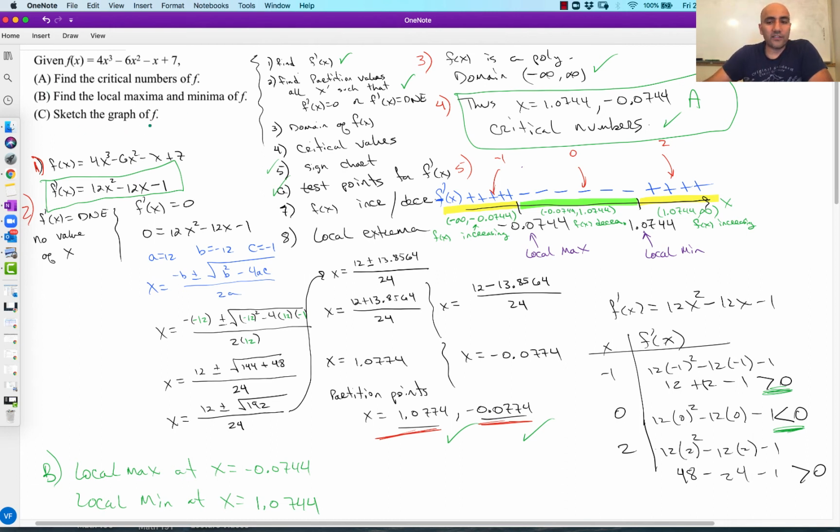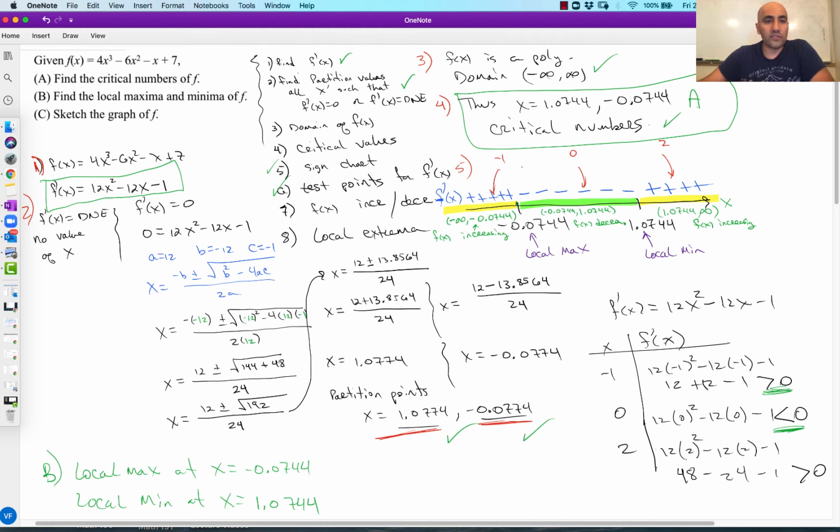Part B, sketch the graph. Okay, so we can do a rough estimate of what this graph looks like. And to really get a good sense, you need some test points here. So create a table of values. You can evaluate our function at a few key, somewhat easy points. But don't be afraid to use technology at this point.